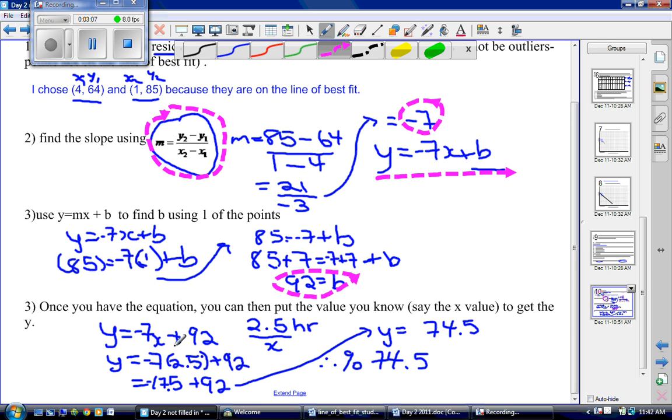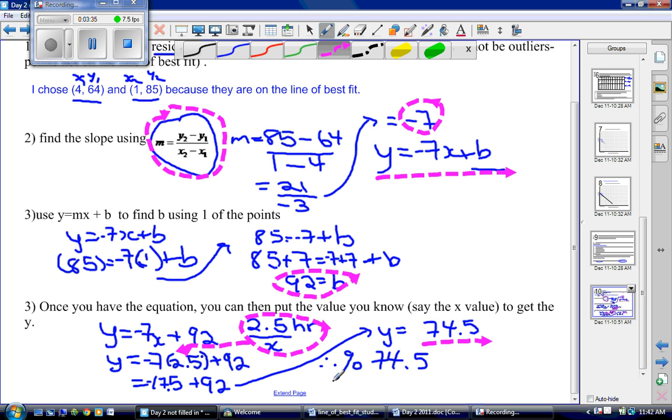And then I'm going to use that equation, y equals -7x plus 92, and I'm going to use the 2.5 that I want to find, and that's my x value because that's the one that is the independent. I'm going to substitute that in right here, and I end up with -17.5 plus 92, and I end up with 74.5, which is really close to my estimate, so I know that I'm in the right range.